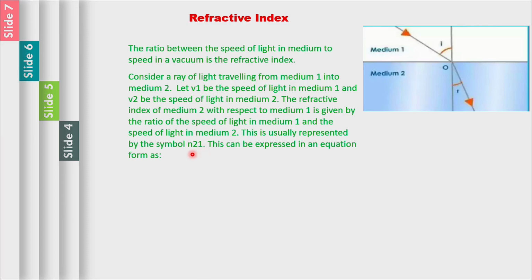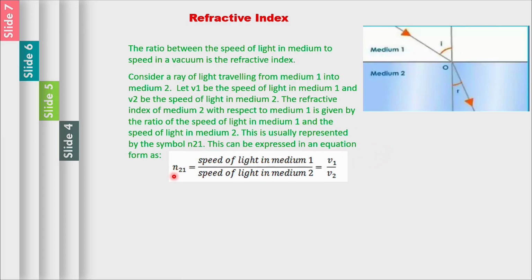So how do you pronounce that one? Refractive index of the medium 2 with respect to 1. So which number appears first? You have to say the refractive index of medium 2 with respect to the first. This can be expressed in an equation form like this.